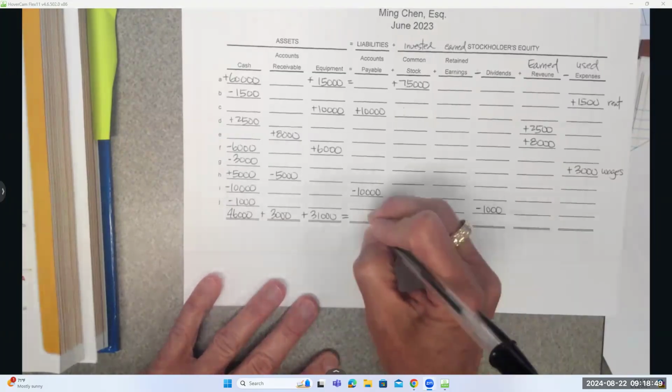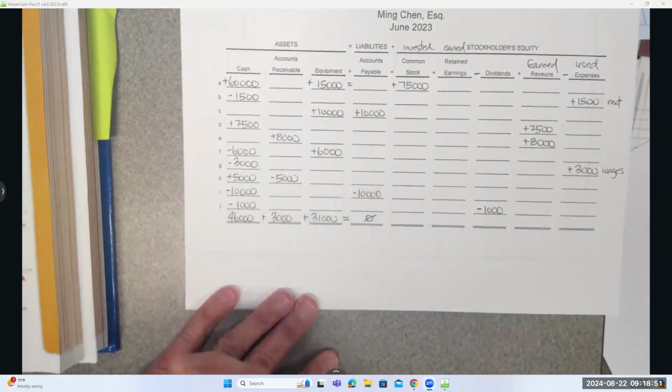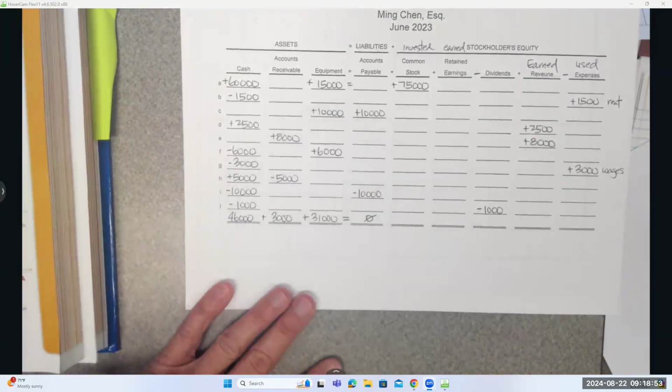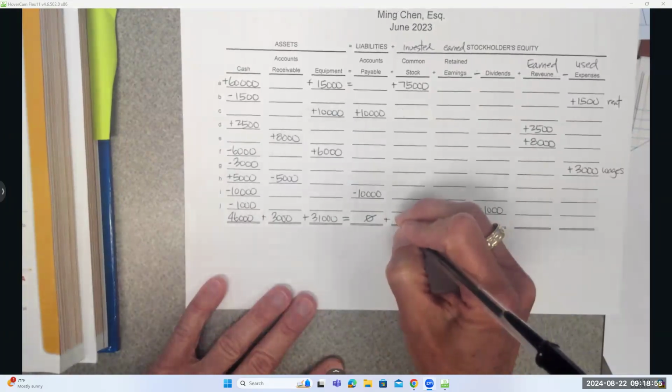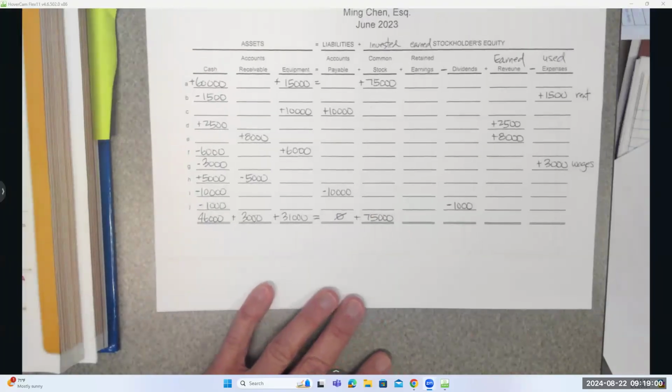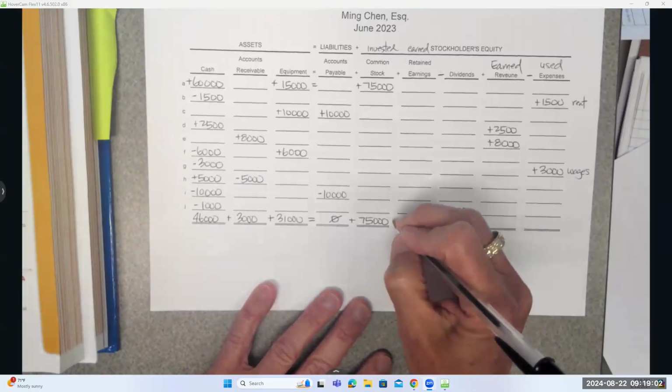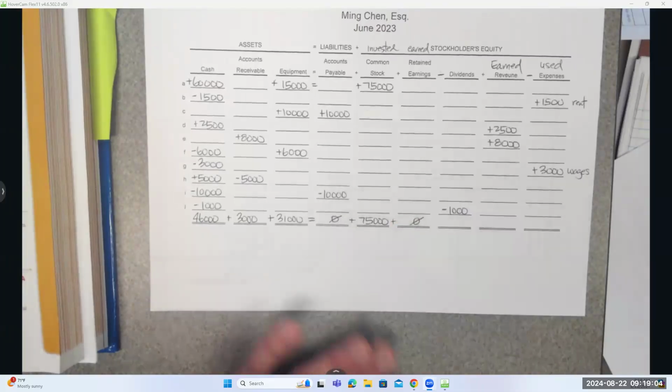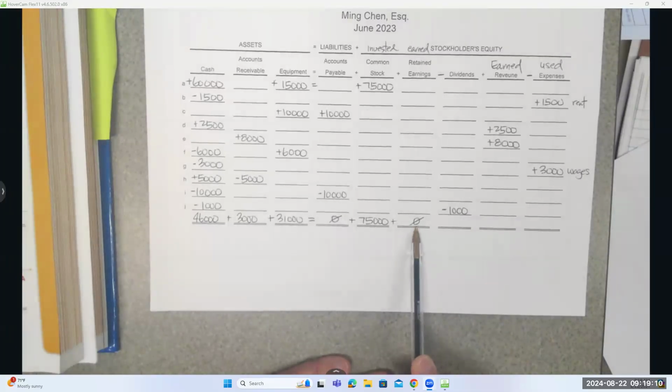Well, as of the end of June, we owe $0, right? We owe 10,000, but then we paid it. We have a total investment of 75,000 in common stock. We have no retained earnings yet because it's a new company; she just started her company at the beginning of June. We cannot acquire retained earnings. It has to be accumulated over time.